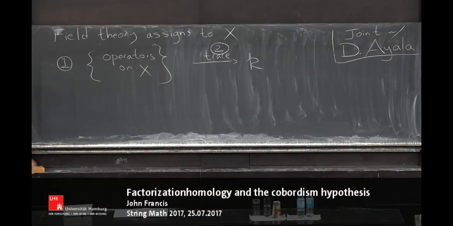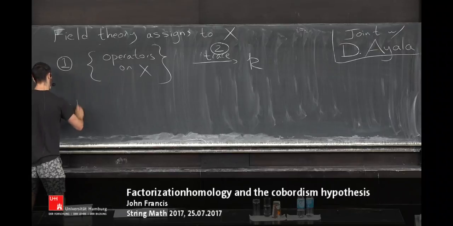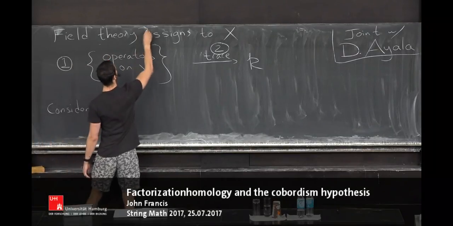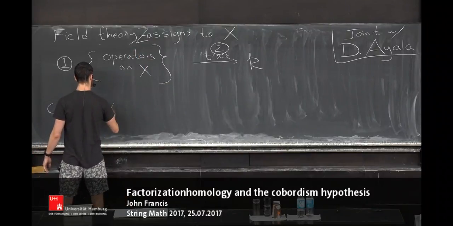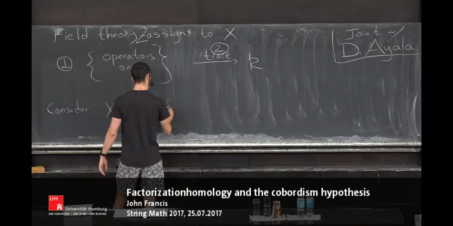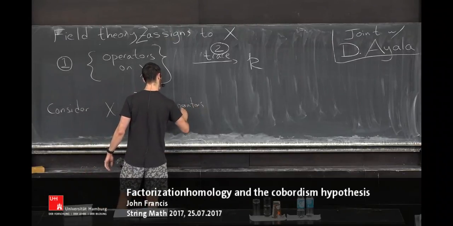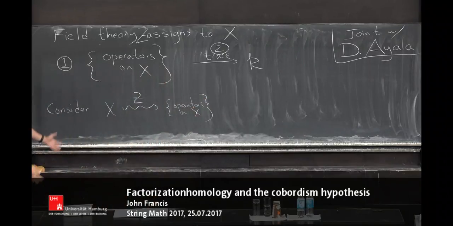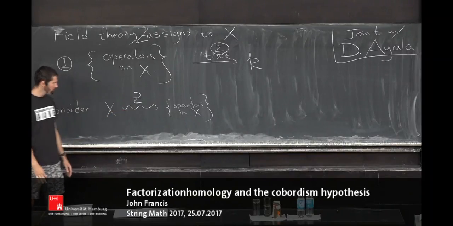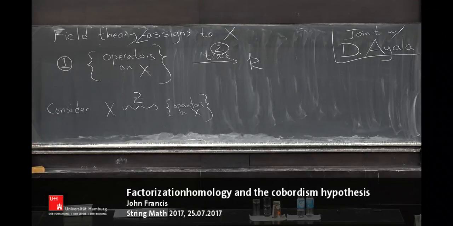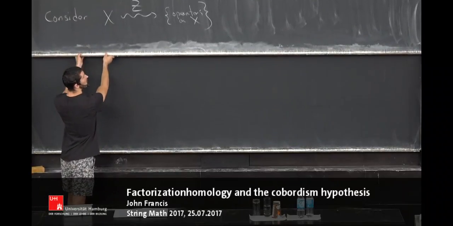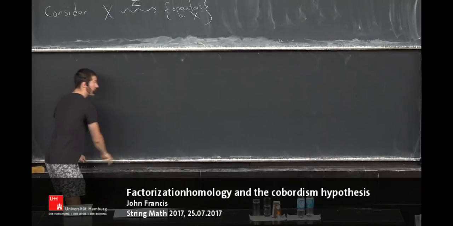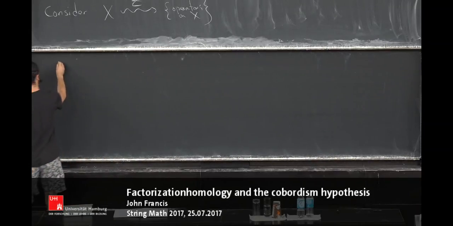So I'd like to think about this assignment: given some theory, let's call it Z, to consider the assignment of X going under Z to operators on X. I'd like to imagine that this is something like a homology theory, because there's some naturality in X. Once we fix a particular field theory Z, I'd like to see if there's some juice to that idea. If it's like a homology theory, you could ask, well, a homology theory on what? Maybe that's a way to formulate the question.